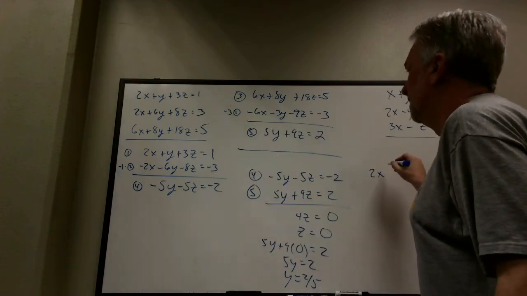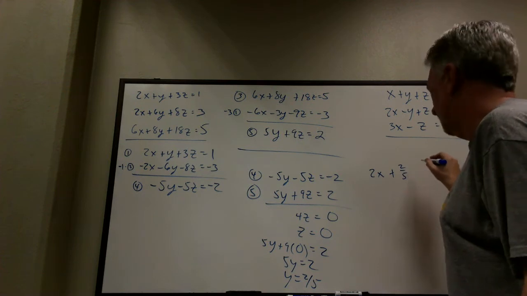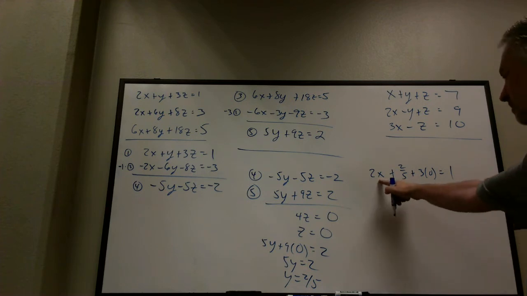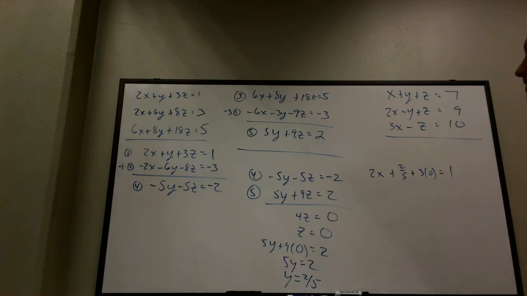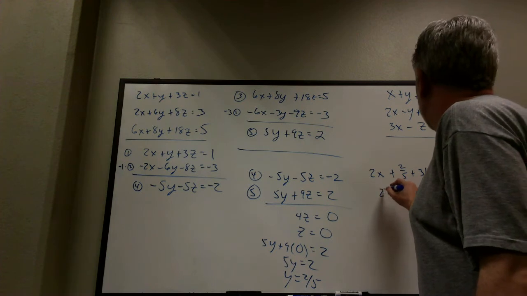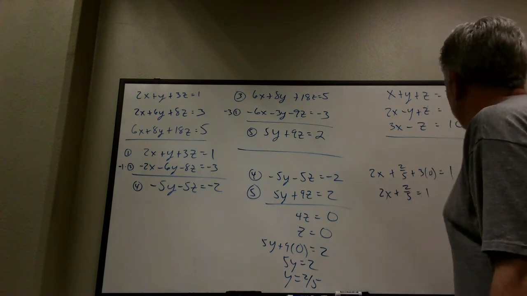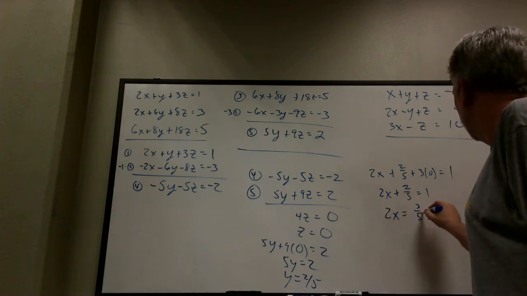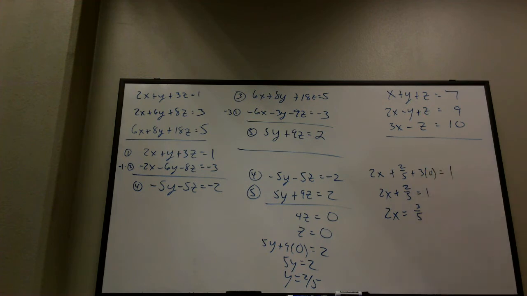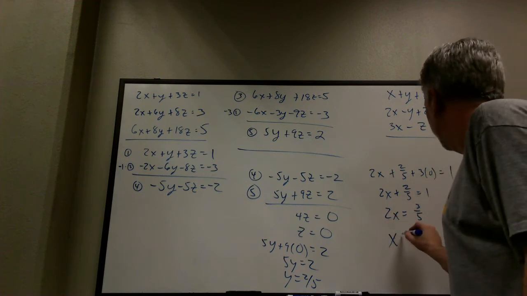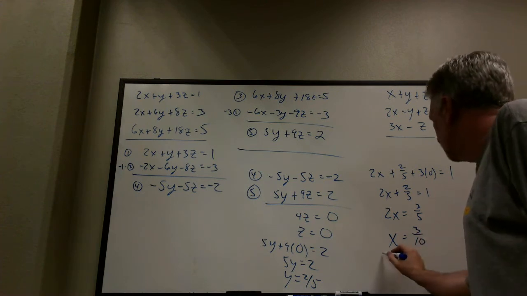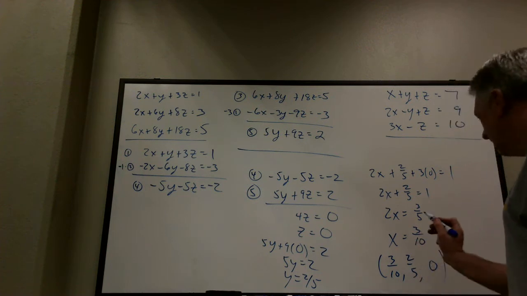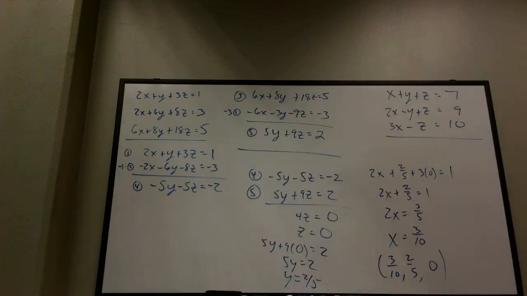So 2x plus y, which is 2/5, plus 3 times z, z is 0, is 1. Okay, so it looks like I get 2x plus 2/5 is 1. If I subtract 2/5 from both sides, I get 2x is 3/5. Right, 1 is 5/5. 5/5 minus 2/5 is 3/5. Multiply both sides by a half, you get x is 3/10. So my solution is 3/10, 2/5, oops, and 0 for z.